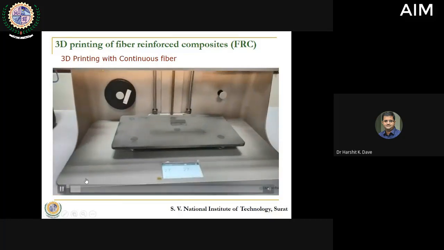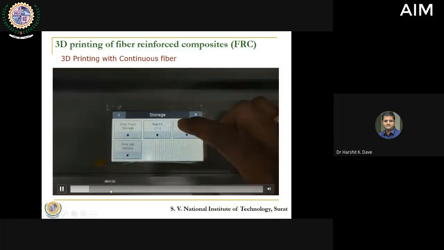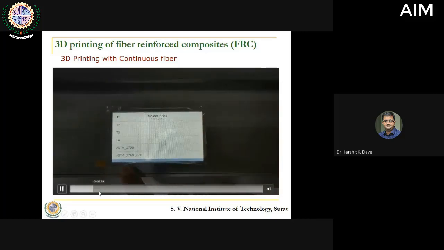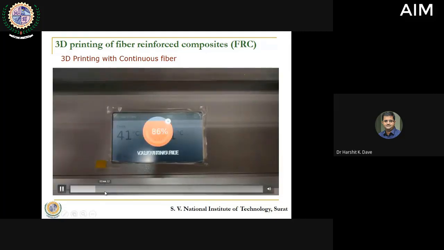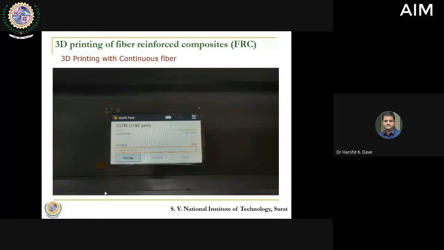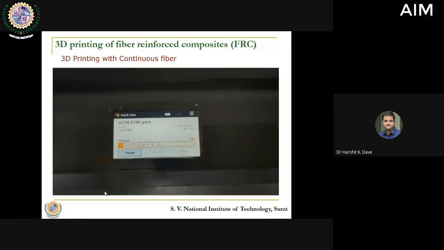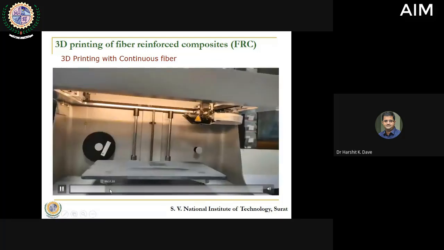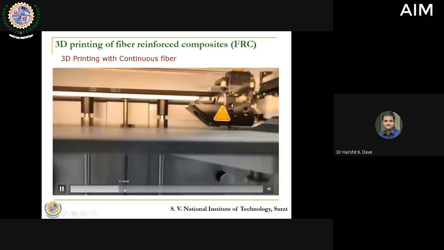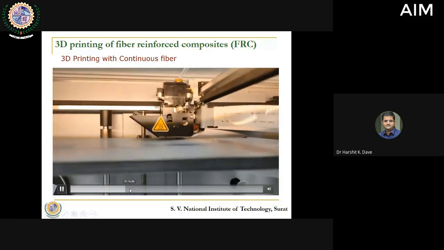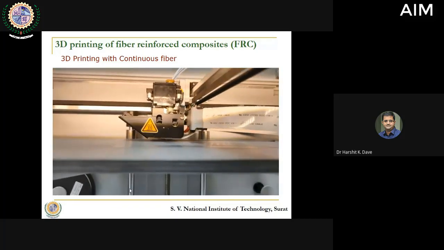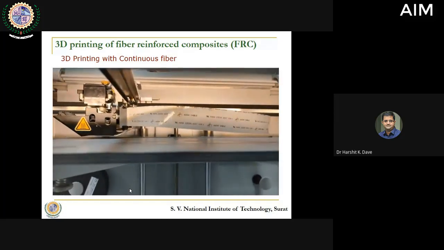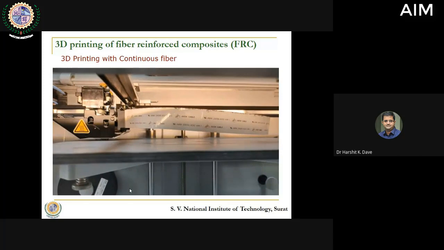I'll just try to skip through this. You need to select the program first, and whatever program we have selected is imported into the machine, and based on that, a certain temperature for the nozzles as well as for the build platform is achieved initially. Once the temperature is set, we can initiate the printing. First the first layer, the first boundary, the outer periphery is created, so that it is known that the entire printing of the part would be carried out inside this.